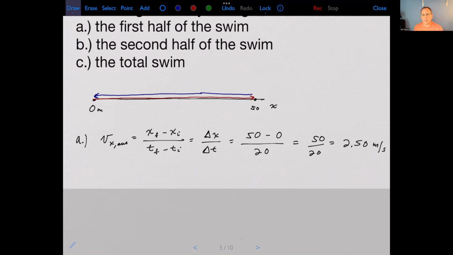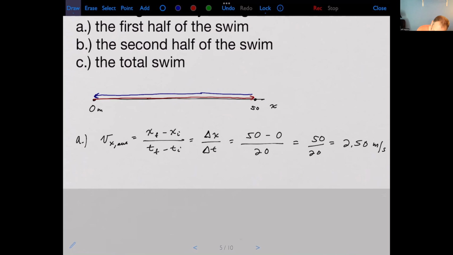And notice that the positive is important, right? The positive 2.5 means that the average velocity was towards the right. So the vector is towards the right. And the magnitude is the 2.5 meters per second. But the direction is given by the sign, the fact that it's positive.